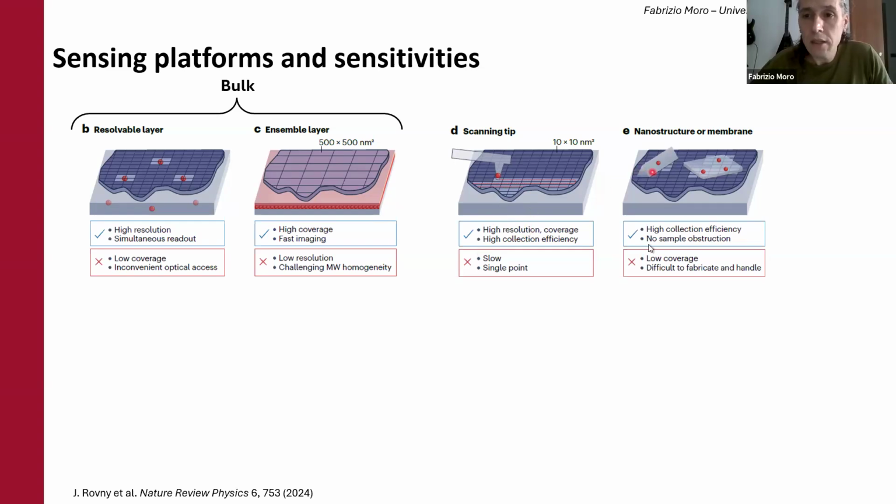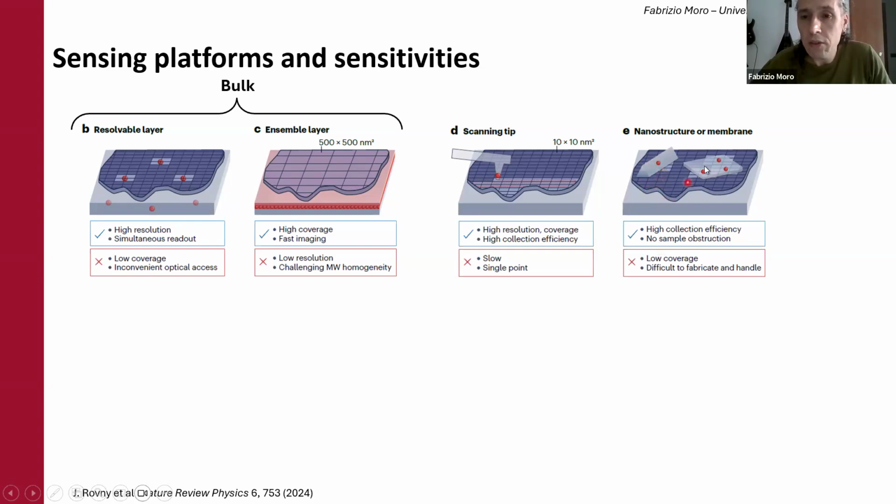And finally, the last sensing platform is based on a nanostructure or membrane, where this nanostructure can be integrated with NV centers, and they have the advantage that it provides high collection efficiency, and there's no sample obstruction.